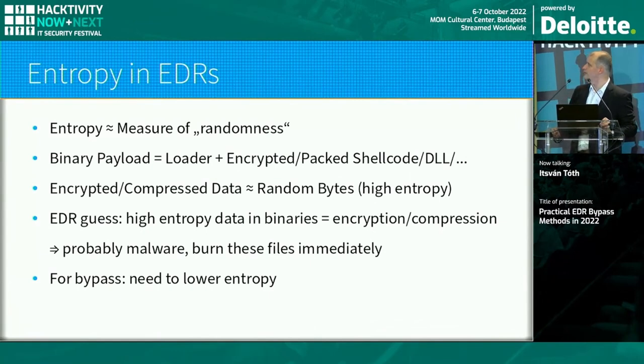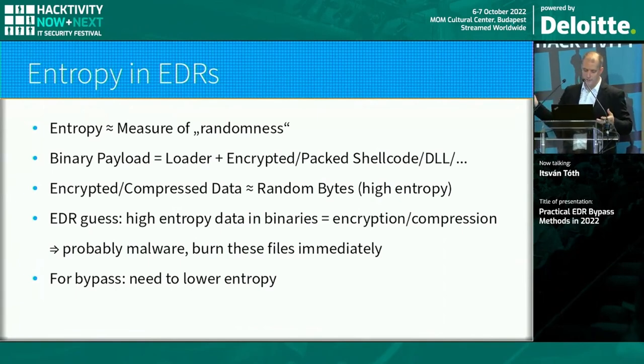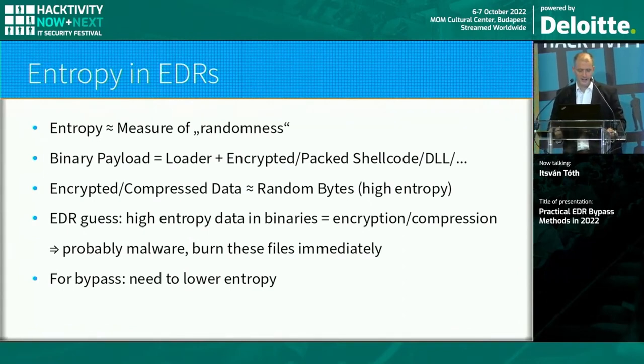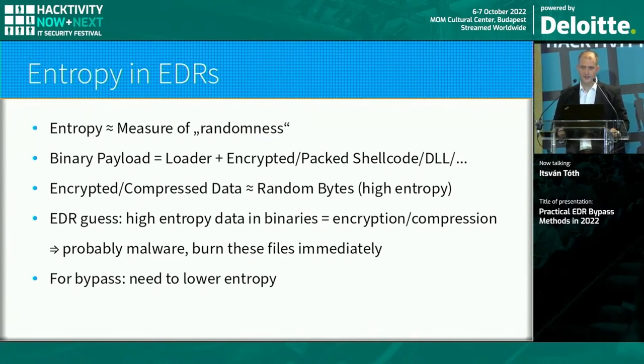How does a binary payload look like? It has a loader, and usually it has an encrypted or packed shellcode or DLL or something that the loader wants to load. Why? Because we want to evade easy static analysis, and that's why we use encryption and the loader with decryption, and finally some shellcode running. But the encrypted and compressed data usually seems like random bytes. If you encrypt something and the encryption is good, then the result will be a random sequence with high entropy.